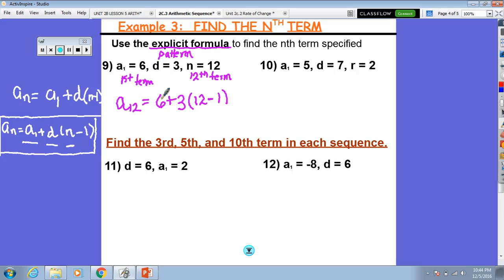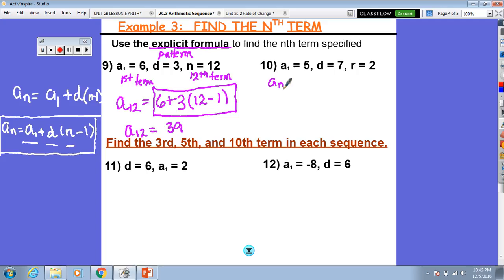Now you can type this side of it in your calculator and simply press enter. So I'm going to do that. So 6 plus 3 parentheses 12 minus 1. And make sure that you're putting minus 1 and not negative 1, or you will get an error. You will also get an error if you do not close your parentheses. So make sure you do that in your calculator. And then we press enter. Alright, so the 12th term in this sequence is 39. Alright, and we're ready to move to the next one.